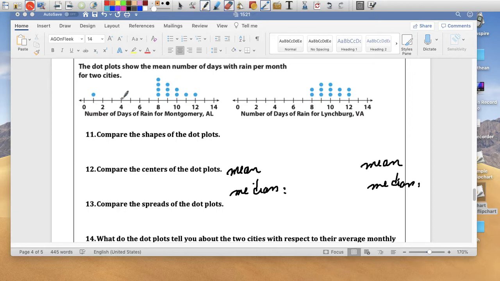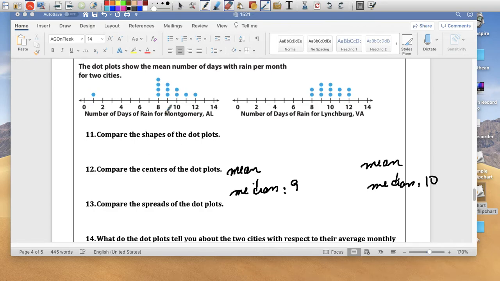1, 2, 3, 4, 5. Yeah, the median would be 9 here. And the median will cross these two, cross these two, cross these two. And the median would be 10 over here. Okay, so that's an easy one. Now the mean we have to add. So let's add.